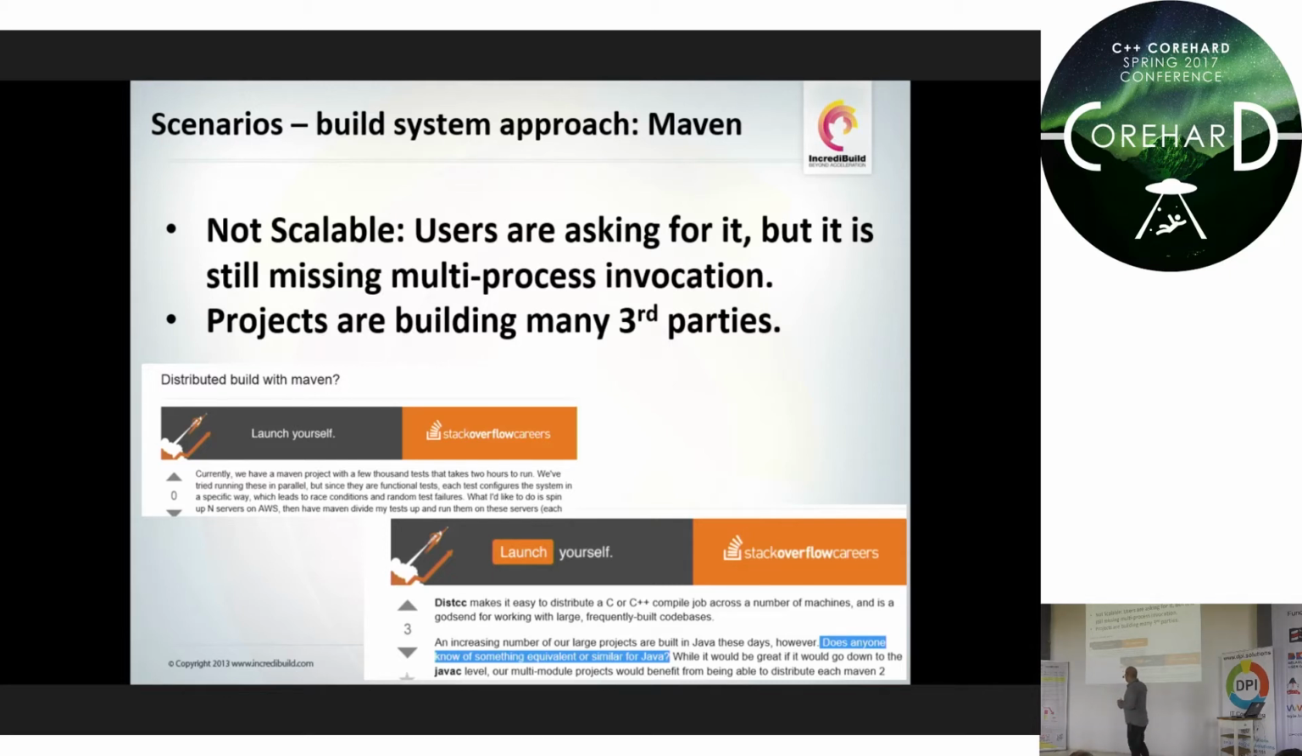So now that Maven is multi-threaded, it's very complex for the Maven developers to make it multi-process.